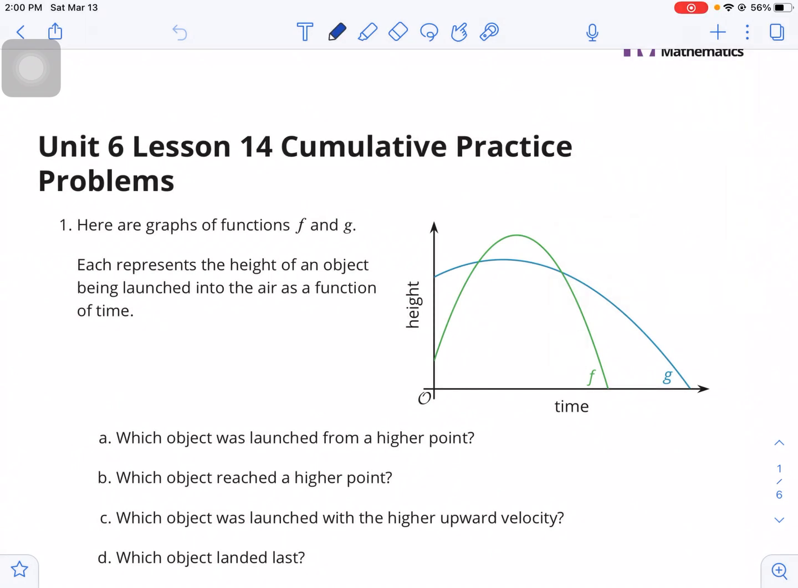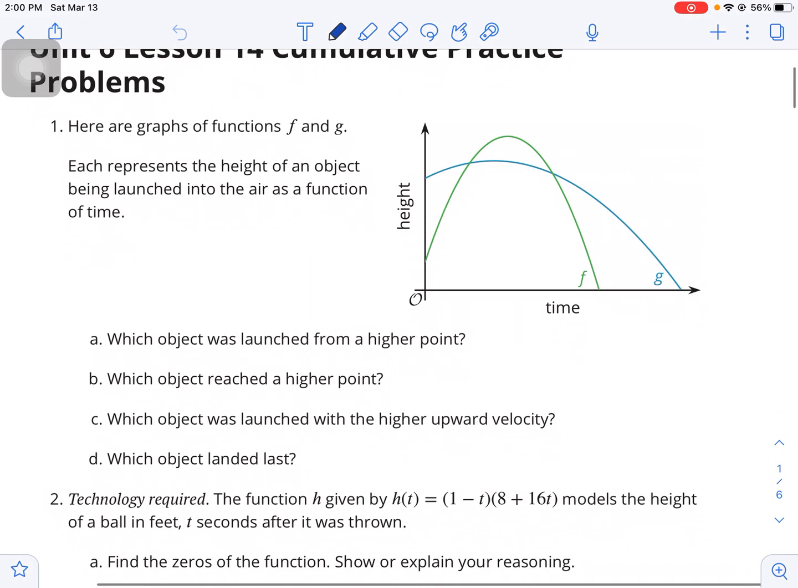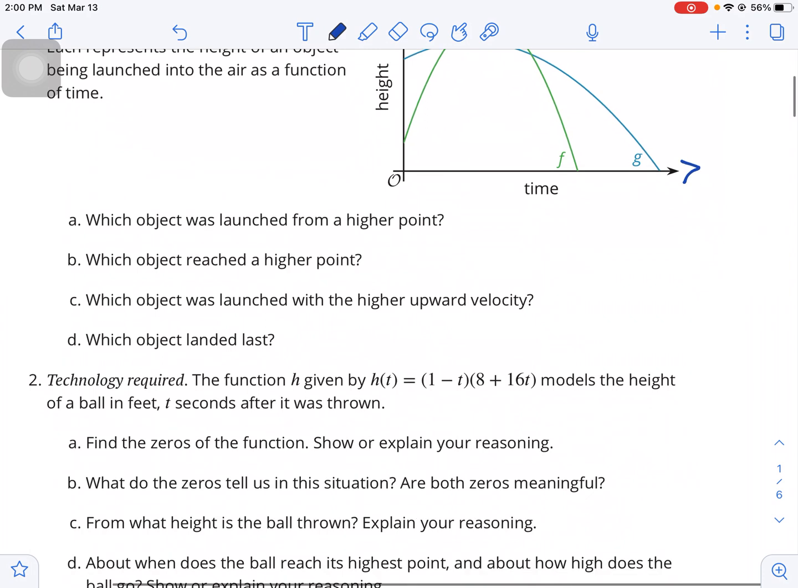All right, here are the solutions to lessons 14, 8, and 9 for week 7. Here are the graphs for number 1 of F and G. Each represents the height of an object being launched into the air as a function of time. So time is our x-axis, our independent variable, and height is our y-axis or dependent variable.